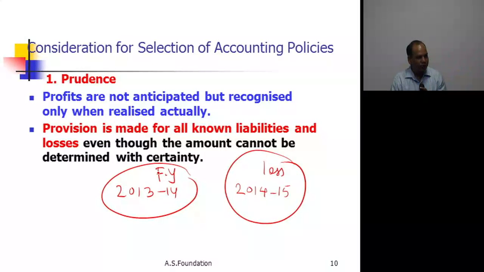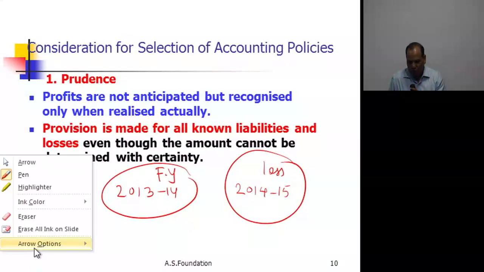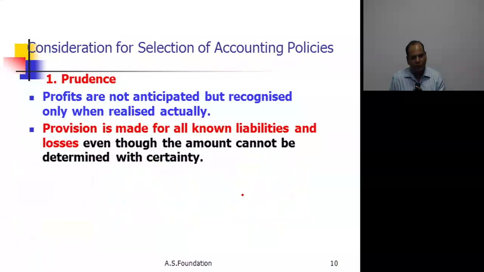ऐसा भी नहीं होना चाहिए कि अगले 2-4 साल का लॉस 20 साल आपने recognize कर लिया. That is also not advisable. Overstatement of profit or understatement of profit, both are not correct.